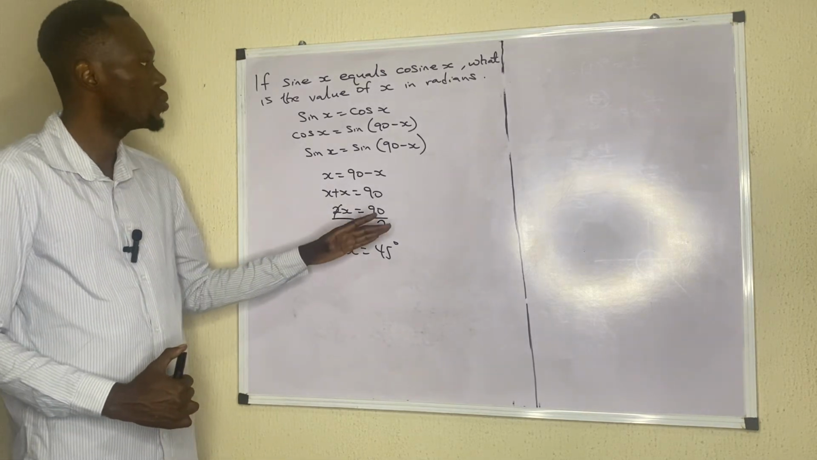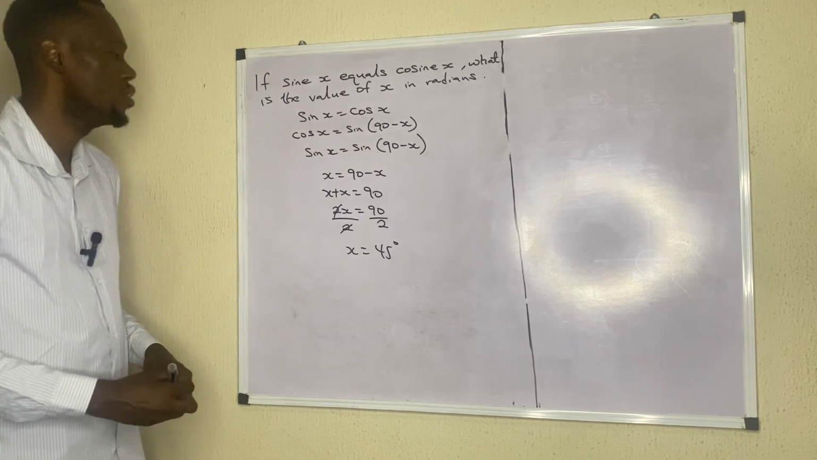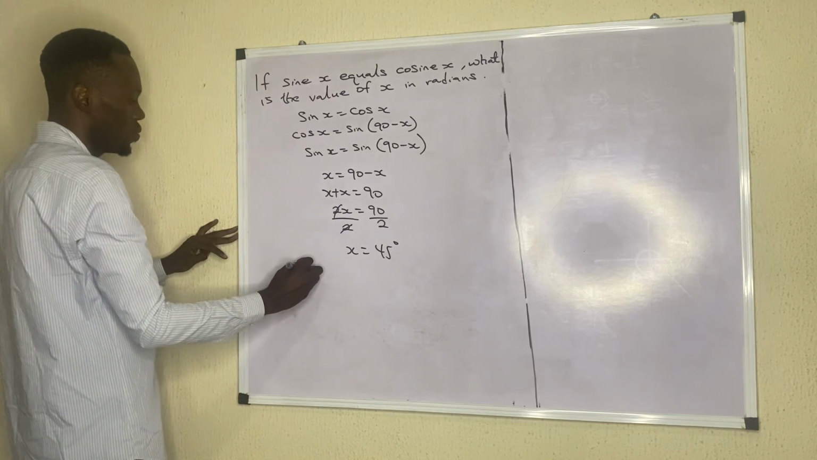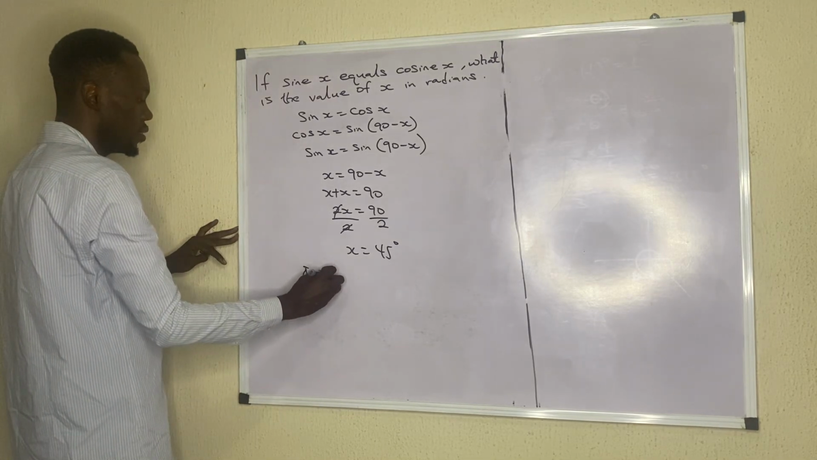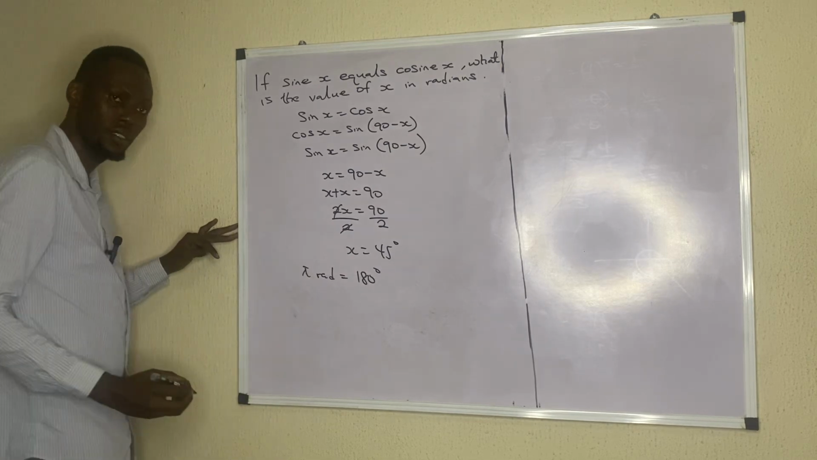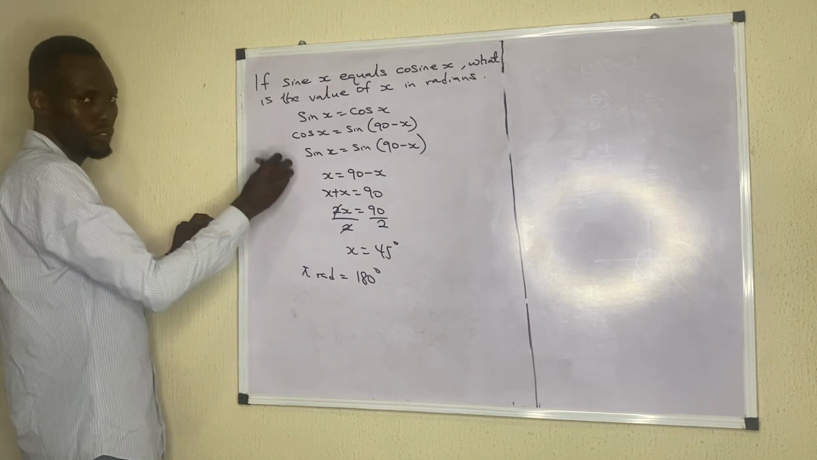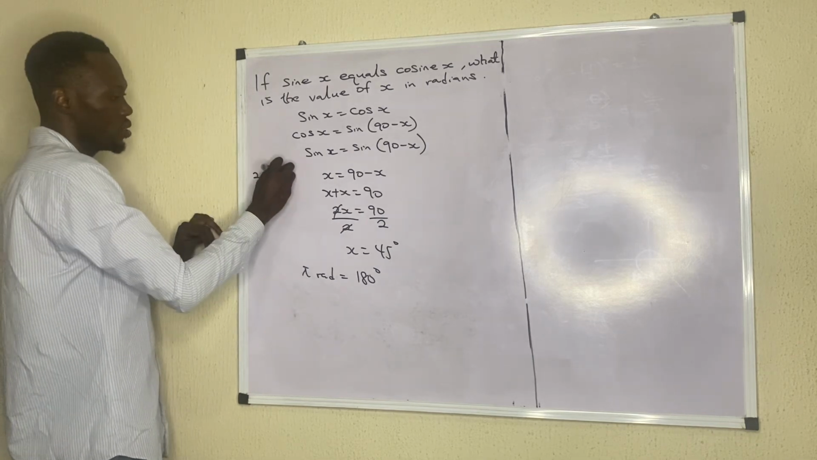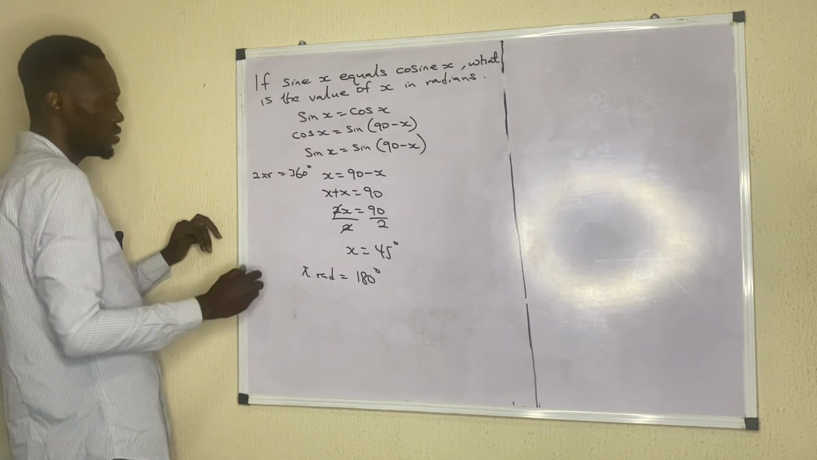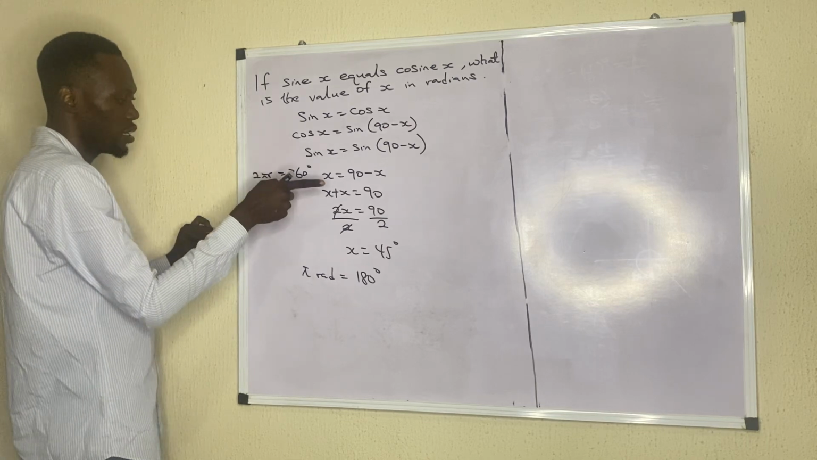But we are told to get the value of x in radians, right? Remember, pi radians is equal to 180 degrees. Let me just do that. 2 pi r, the circumference of a circle. The circumference of a circle is equal to 360 degrees, right? This r is the radius, so we can use it to replace the radian now, right?